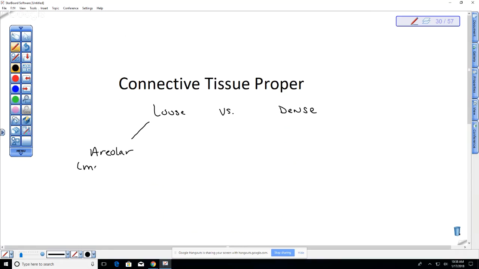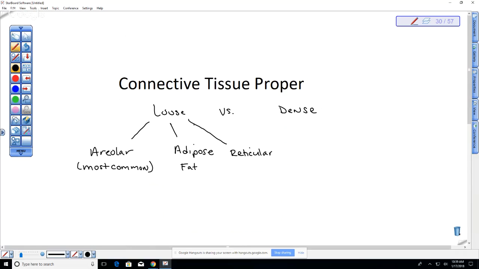This is the most common type of connective tissue in your body, because this is the one that connects one tissue to another. And we'll look at that in a little bit more detail. We also have adipose. And what is adipose commonly called? Fat. Okay, so this is fat. And then we have reticular. Okay, so all of those would be considered loose.